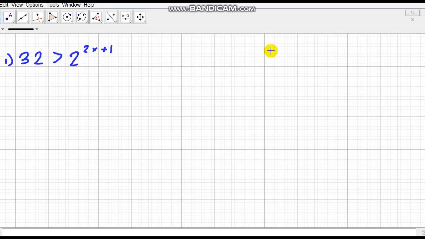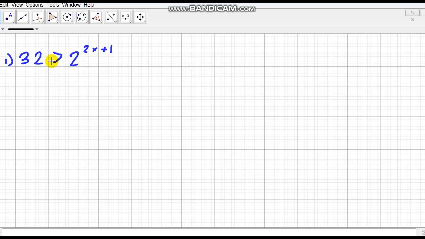Okay, let's have an example here. We have number 1: 32 is greater than 2 raised to 2x plus 1. Solving exponential and logarithmic inequalities shares some similarities with solving exponential and logarithmic equations. We just have to apply the properties mentioned earlier.